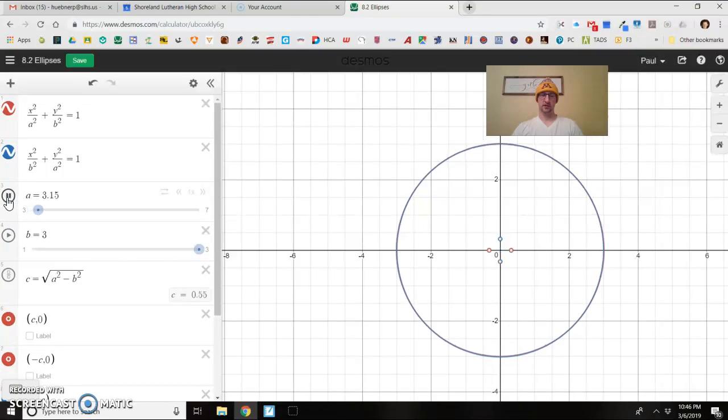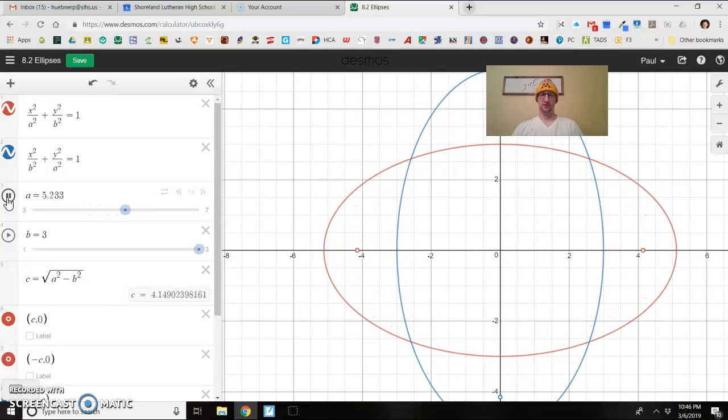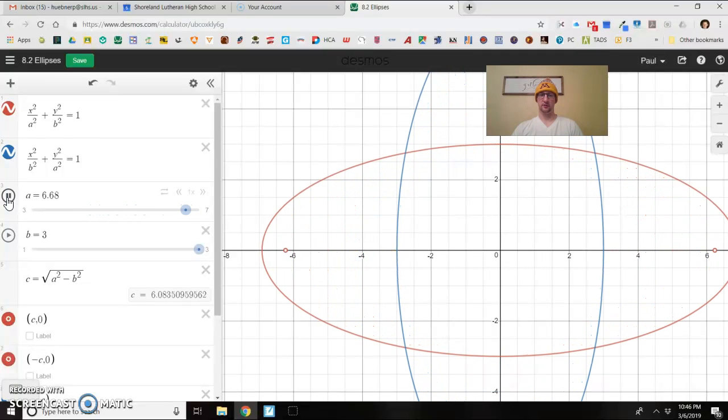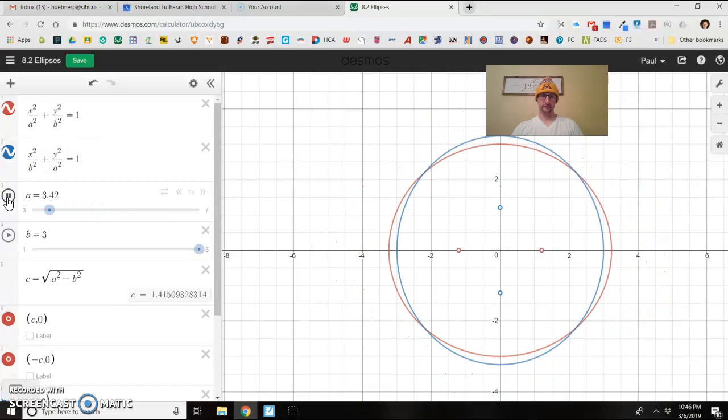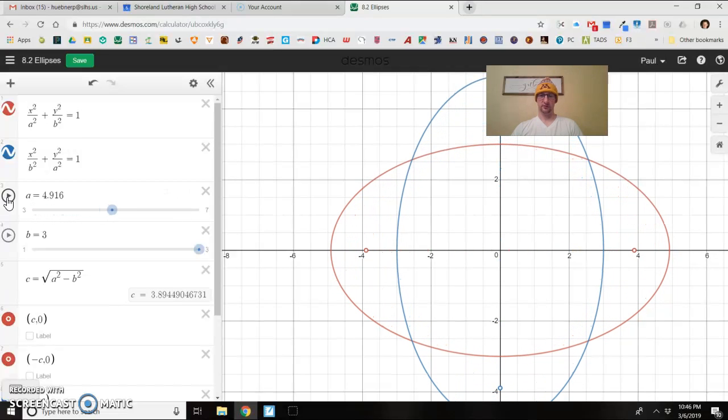Now as I change a, what happens is my two different ellipses stretch out. I'm going to leave b the same, it's just a that's changing from 3 and stretching itself out. This little red dot right here represents the focus. So I have set up an equation where c is equal to the square root of a squared minus b squared. So it's using the Pythagorean relation with an ellipse and plotting the points (c, 0) and (negative c, 0).